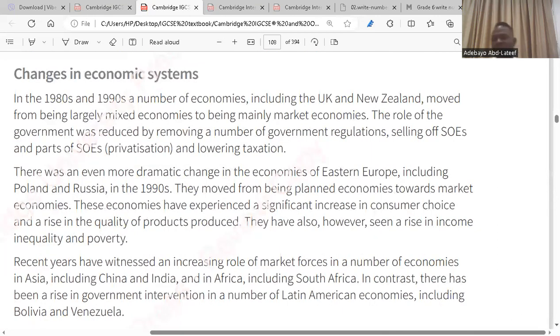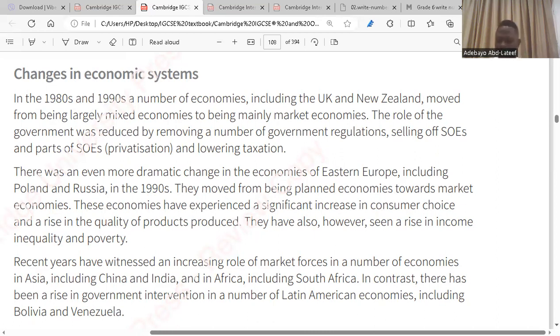Changes in economic system. Are you there? Yes. In the 80s and the 90s, a number of economies, including the UK and New Zealand, moved from being largely mixed economies to being mainly market economies. The role of the government was reduced by removing government regulations, selling off SOEs or part of them, and lowering taxation.